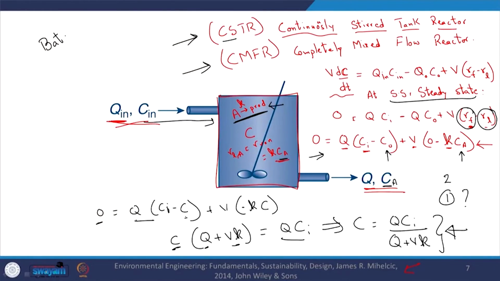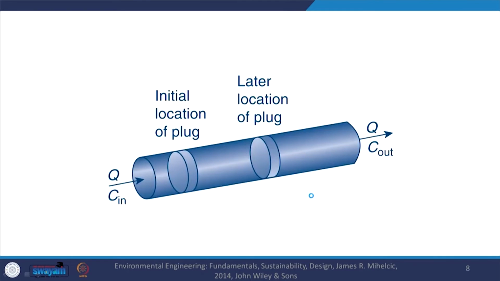So, until now we looked at the batch reactor, and then we moved on to looking at this continuously stirred tank reactor or completely mixed flow reactor, as in unlike the batch reactor we have mass coming in and mass going out. The next one is more or less a variation, as in we have mass coming in and mass going out, but unlike the continuously stirred tank reactor, there is no mixing inside the reactor.